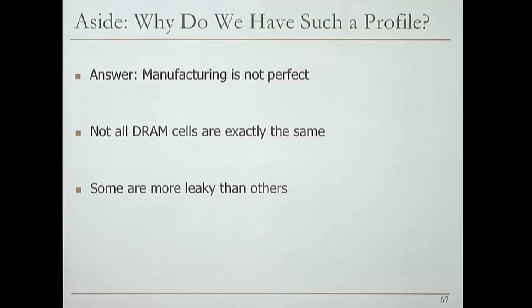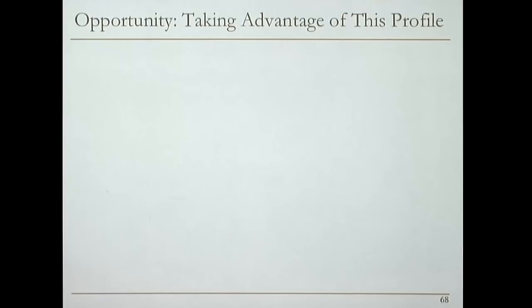Some are more leaky than others as a result of this. Some of them can store a lot of charge. Some of them can store very little charge. And those very little charge cells are the problematic ones. They cannot retain charge for a long time because the charge leaks very quickly. And this is called manufacturing process variation. And as a result of this, we have this profile.